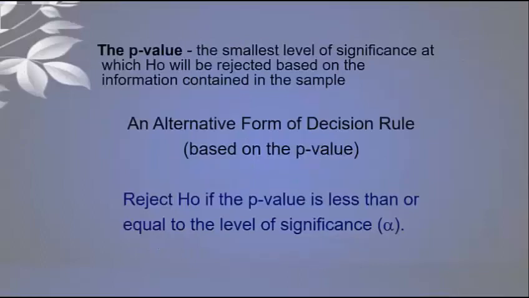P-value: the smallest level of significance at which the null hypothesis will be rejected based on the information contained in the sample. So this is an alternative form of decision rule. This is based on the p-value. Reject the null if the p-value is less than or equal to the level of significance alpha.